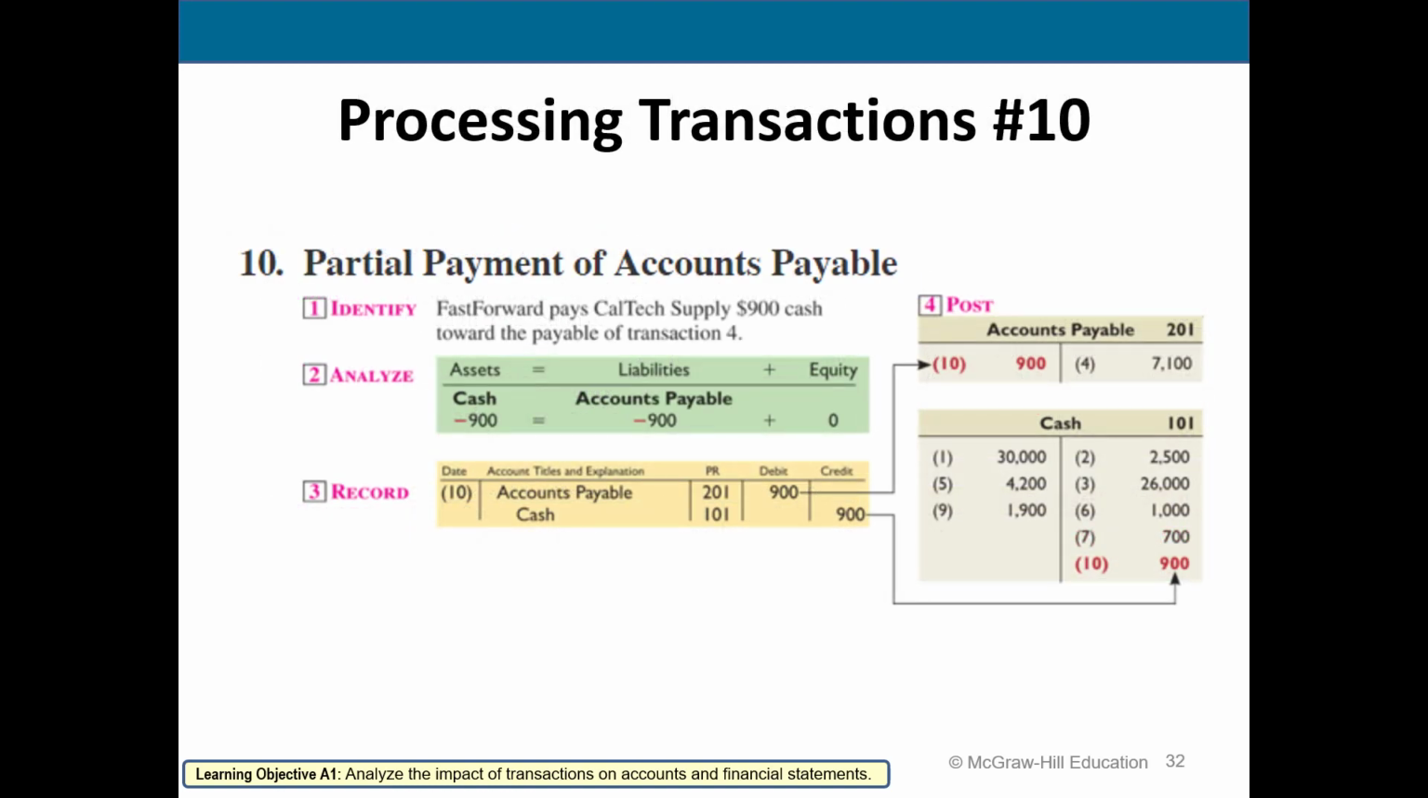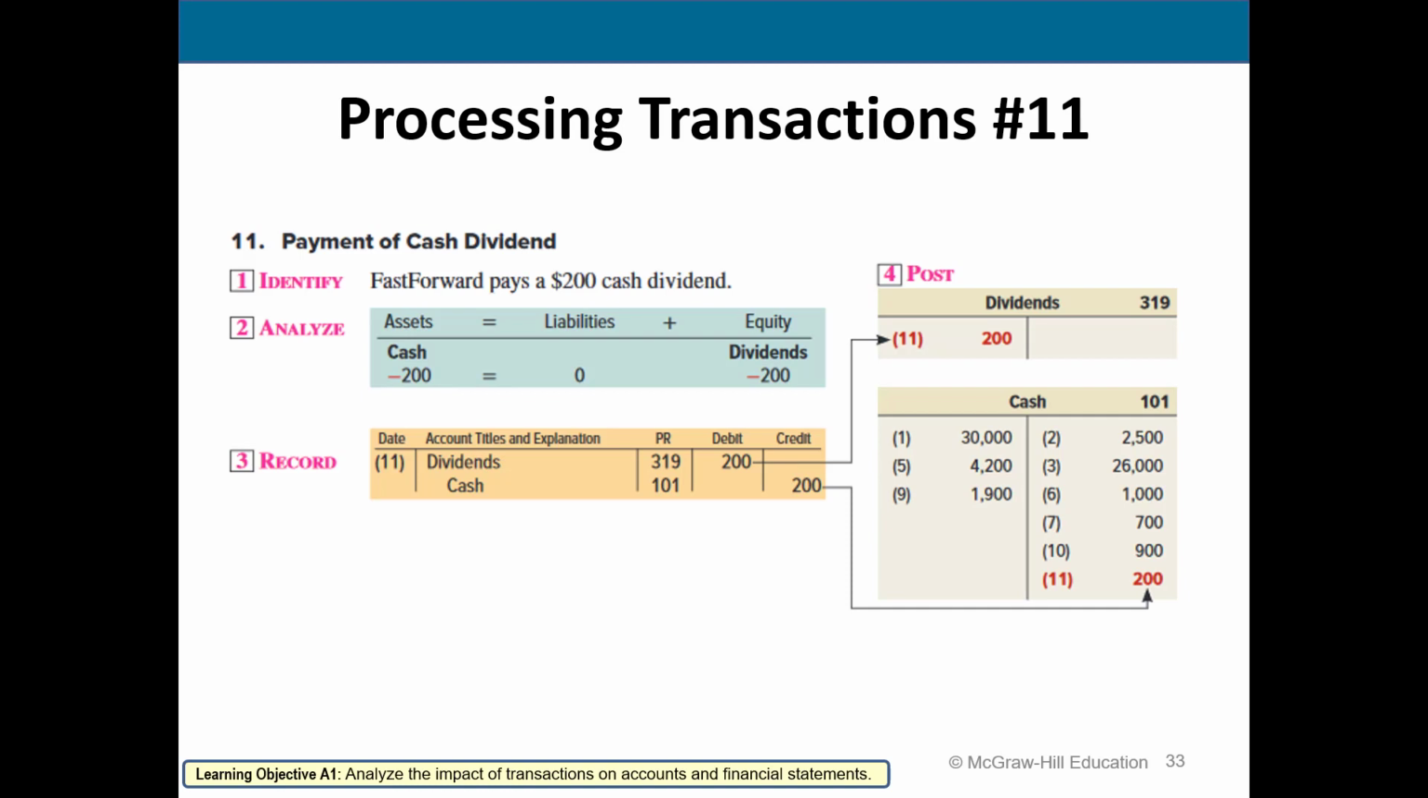Here we made a partial payment on our accounts payable. So we are decreasing the liability accounts payable, 900, and we're decreasing cash, 900. So now you can see the decrease to accounts payable. The balance is 7,100 minus 900, and we're decreasing our cash. Here we pay dividends. So dividends is increased with a debit. Cash is decreased with a credit.